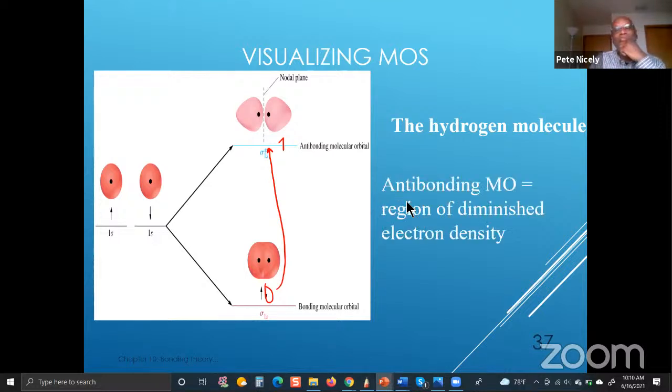Now, the physical difference between bonding and non-bonding or anti-bonding molecular orbitals is that the anti-bonding molecular orbital is a region of diminished electron density.